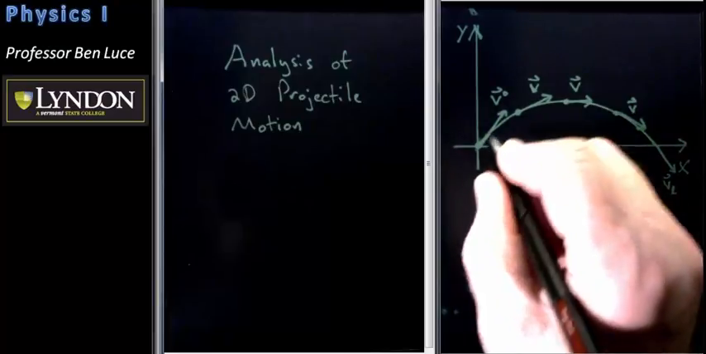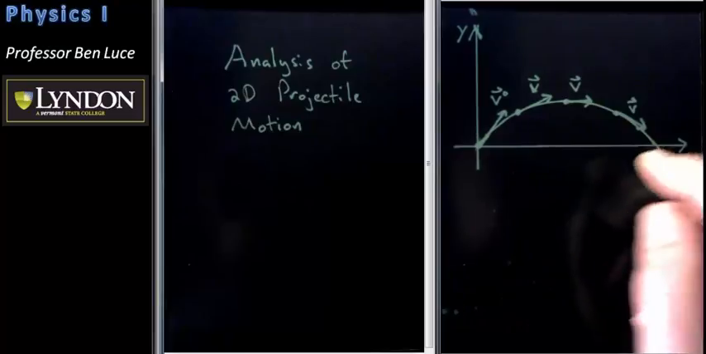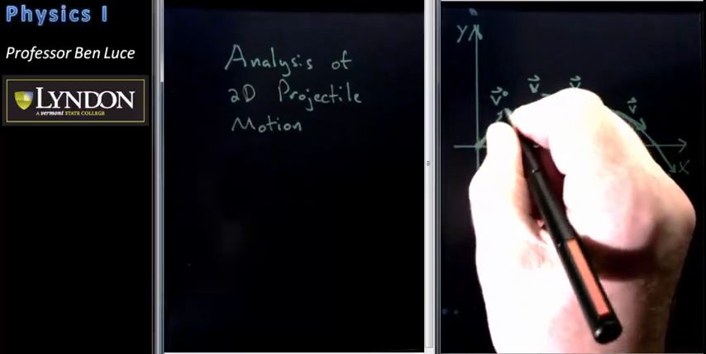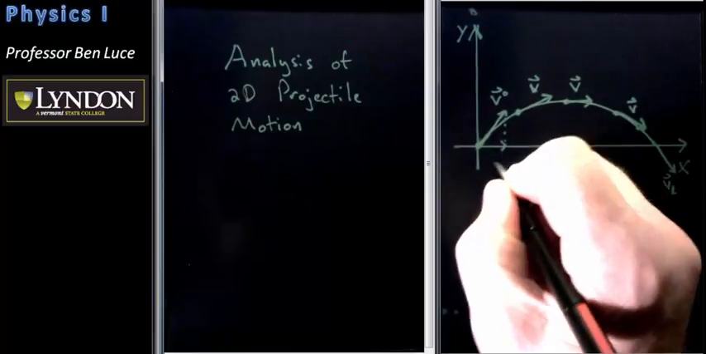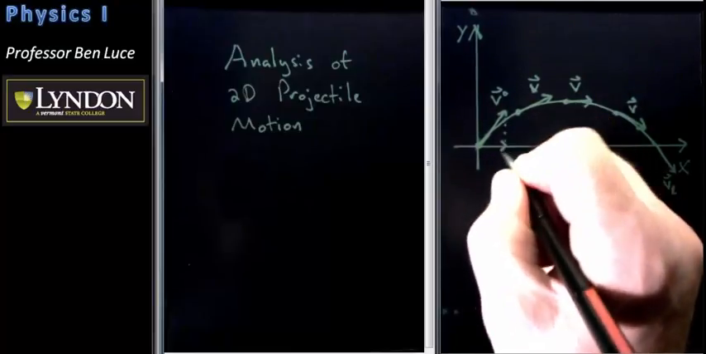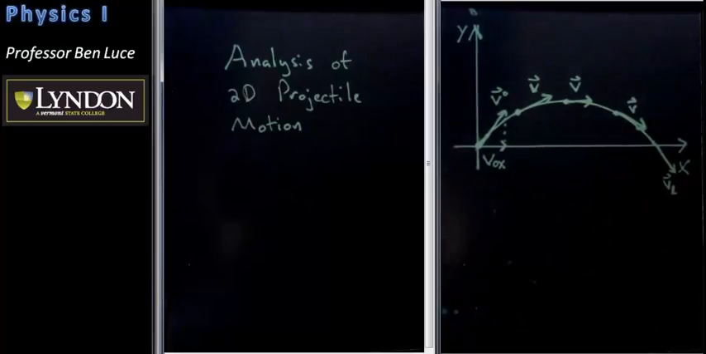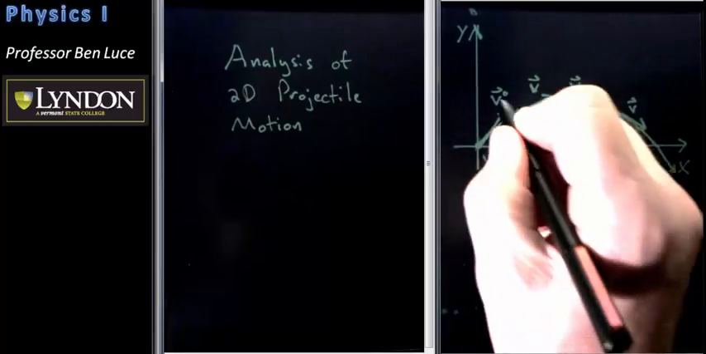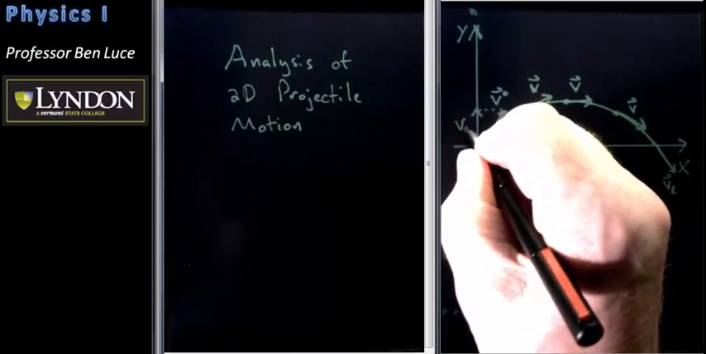Now let's look at the components of these vectors, how they change as the projectile moves across. Let's begin with v0, the initial velocity vector. To find its x component, we project down, and we'll call the x component v0x. And to find the y component, we project over to the y-axis, and we have v0y.